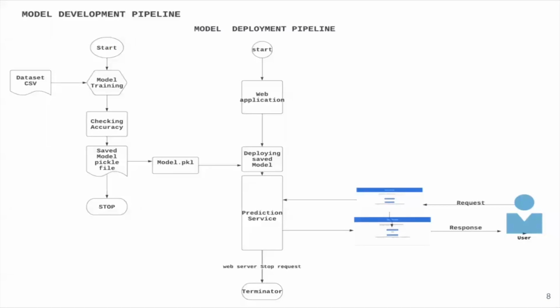In the next slide, we can see the architecture of our project. First, we loaded the data set, which is in CSV format. Then we do data cleaning and data pre-processing. After it is done, we give our data to model training and check the accuracy. Based on the accuracy, we saved the model in a pickle file, and you can see that we have developed our application as a web app.